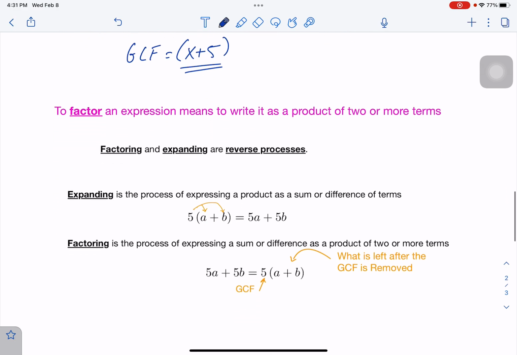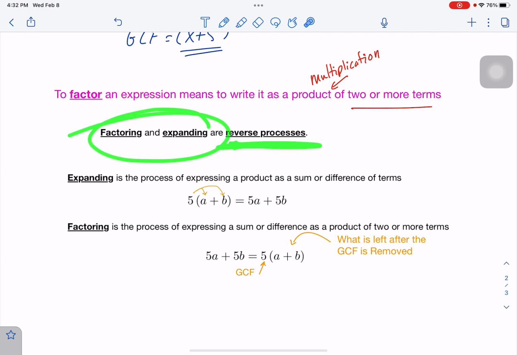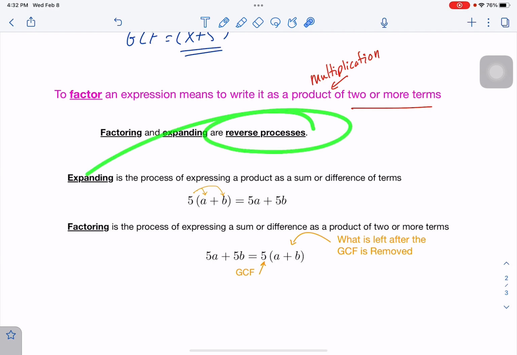Now let's see what this says. This says that to factor an expression means to write it as a product of two or more terms. Read that again. To factor an expression means to write it as a product. Multiplication, that's what product means, of two or more terms. Notice what I have to say next, that factoring and expanding are reverse processes.